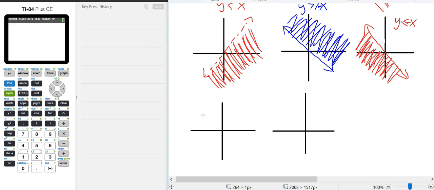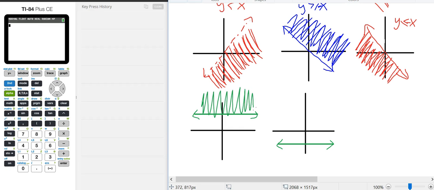Let's say we had an inequality with a horizontal line, something that looks like this, or something that looks like this. If we had y is greater than or equal to whatever this line is, we would shade above the line. If we would have y is less than or equal to whatever this is, we would shade below the line. If we would have y is greater than or y is less than, these would be dashed lines instead of solid lines.